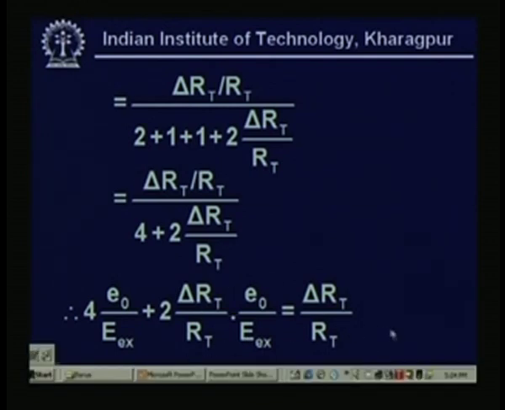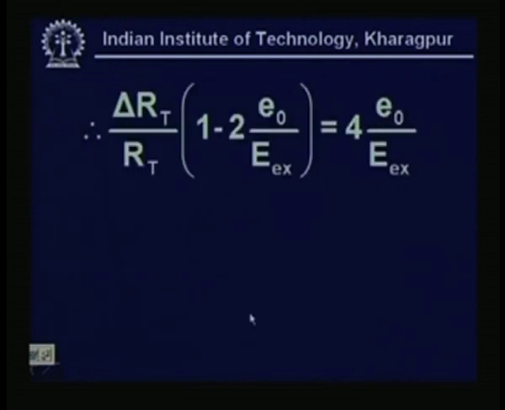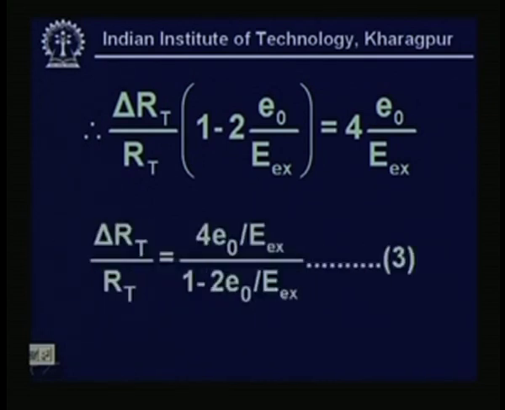right. So, delta RT by RT times (1 minus 2 E naught by Ex) equal to 4 E naught by Ex. So, delta RT by RT equal to 4 E naught by Ex upon (1 minus 2 E naught by Ex), equation 3.